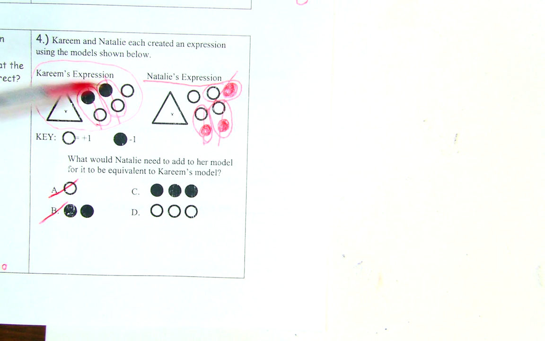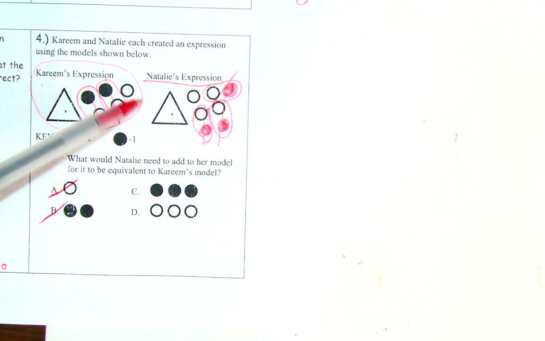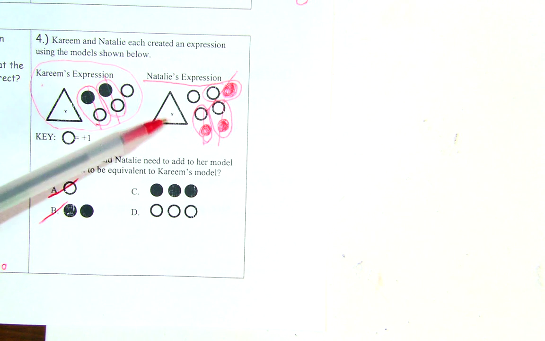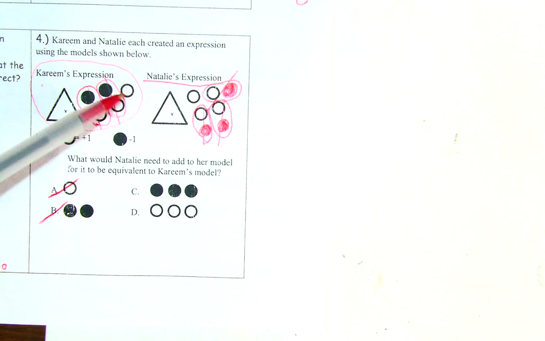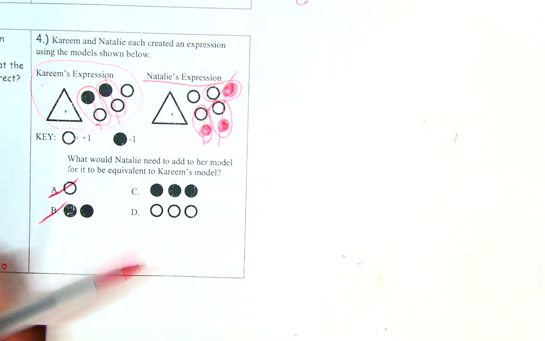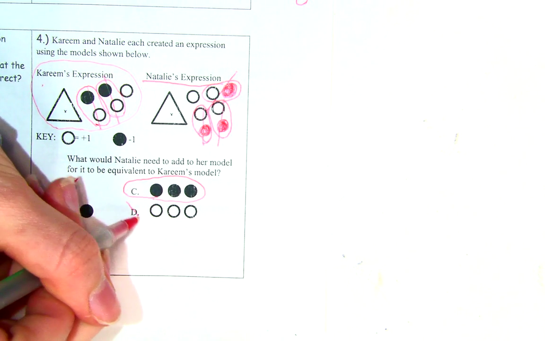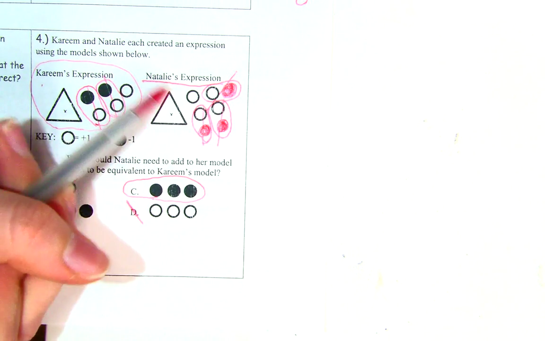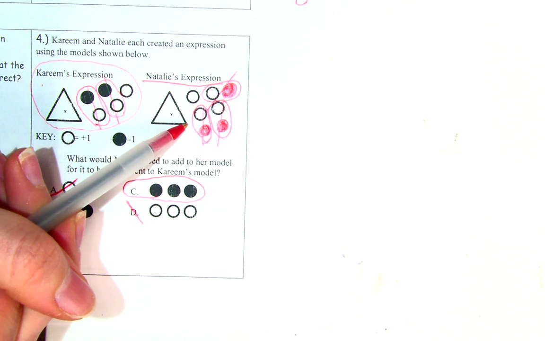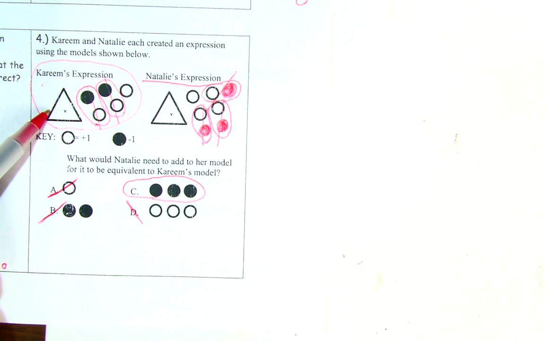Now I can see that both girls' value is 1, with 1 positive. So therefore, the answer choice would be C. I would need to add 3 negatives to Natalie's expression to make her expression equivalent to Carmen's.